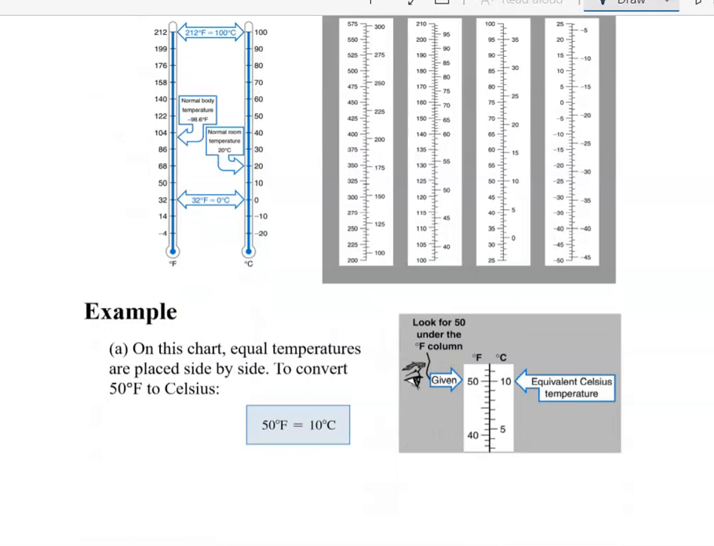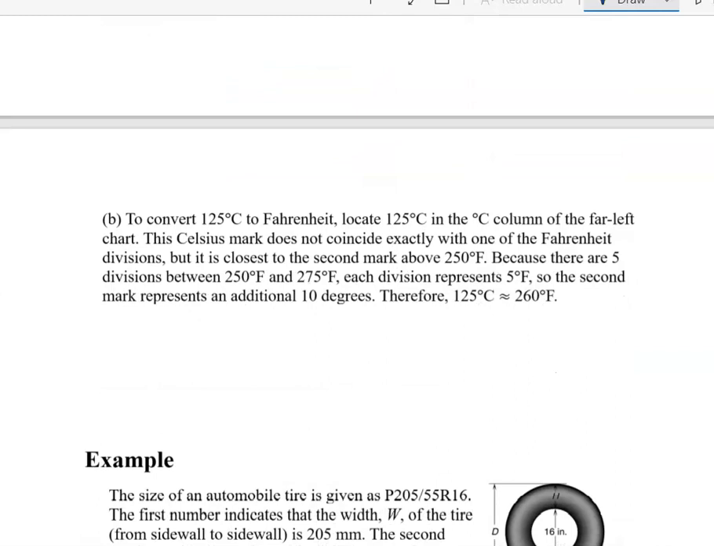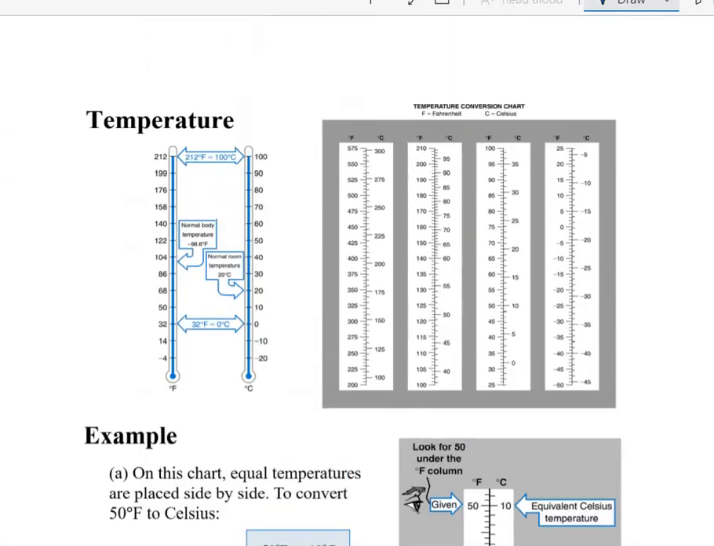So on this chart, equal temperatures are placed side by side. To convert 50 degrees Fahrenheit, I'm going to look at the Fahrenheit and go directly over and get 10 degrees Celsius. To convert 125 degrees Celsius to Fahrenheit, we're going to locate 125 degrees Celsius in the Celsius column. So let's go here. We've got Celsius 125. It looks like we're right in here.